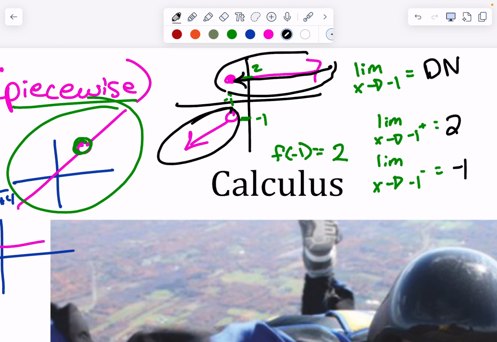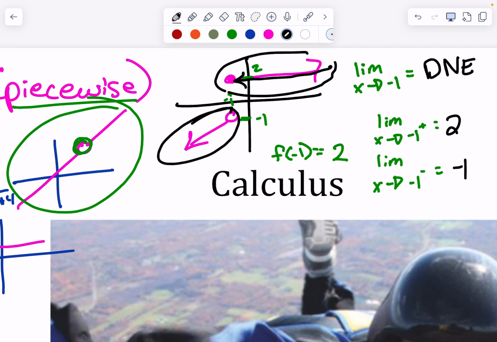Does not exist. They are not in alignment with one another. They do not agree. So there's not a limit that exists. Correct, but they will ask for the left and right limits at some point.